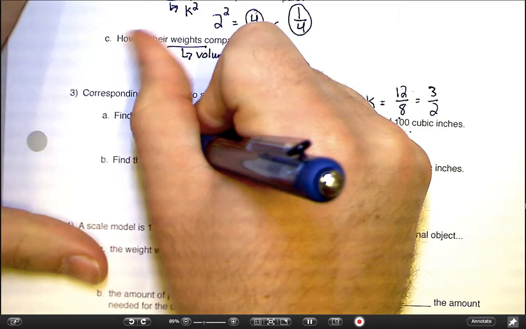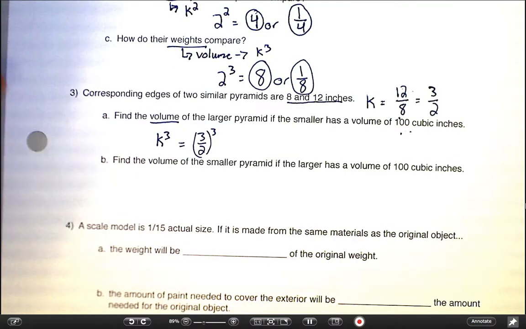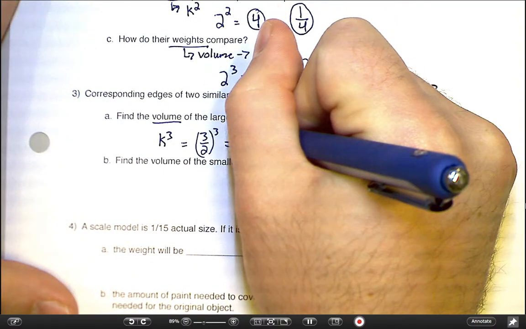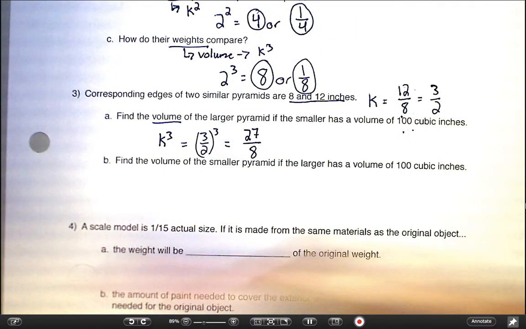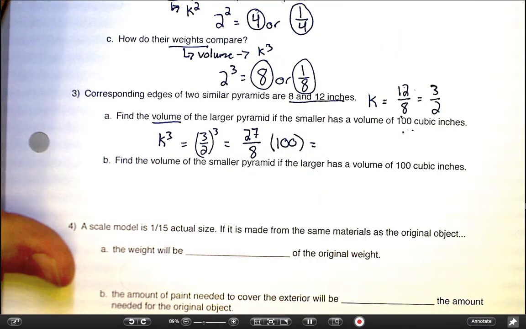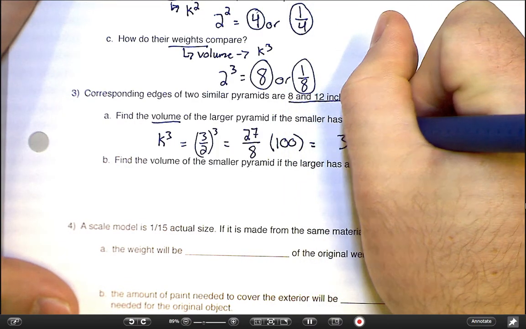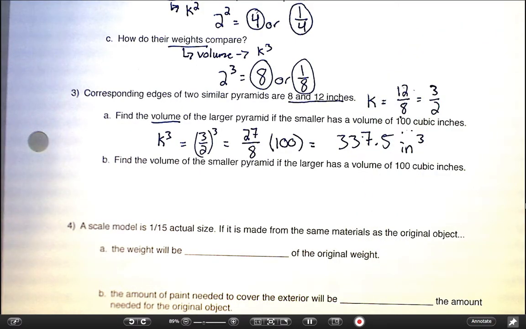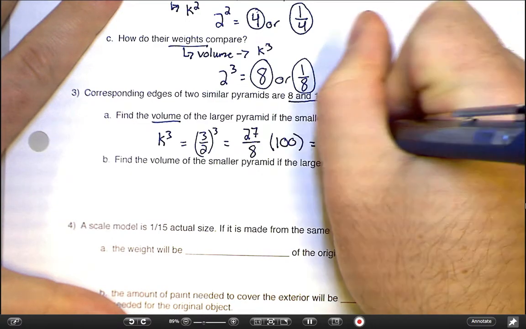So the 3/2 is the direction I want this, but I still need to cube it. So we'll go ahead and find that 3/2 cubed. 3 cubed is 27, 2 cubed is 8. So it's going to be 27/8. And then we're free to multiply that by the volume that we already know, which is the 100. If I multiply that all the way through, I should get roughly 337.5 inches cubed, or cubic inches. So this here is our answer.